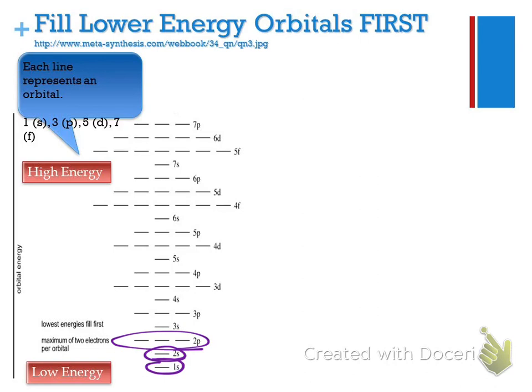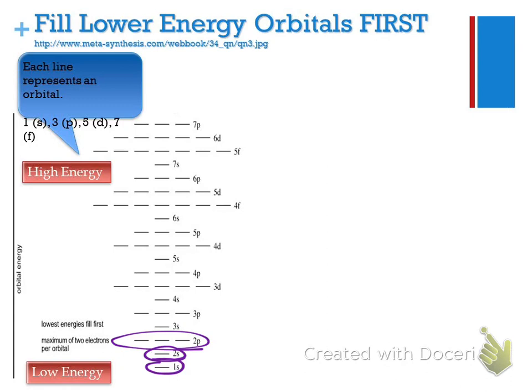Bromine is number 35. 1, 2, 3, 4, and it's in the P block. Perfect. 4p. Okay? Are we doing okay with locating those elements right now? Yeah. Okay, what about manganese, which is Mn, number 25? What would that be in?